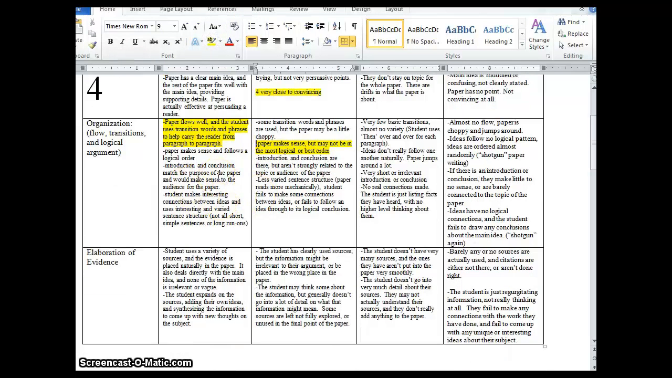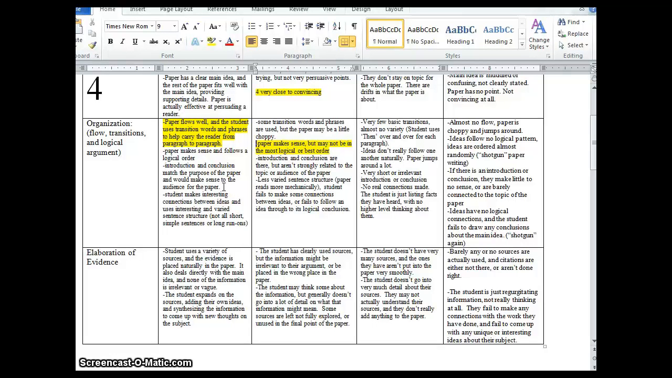Introduction and conclusion match the purpose of the paper and would make sense to the audience for the paper. So essentially, the intro and the conclusion sum up what's in the body of the paragraph. So the intro needs to kind of entice you. It needs to give you that clear background information. This is the category where you need to be the most difficult on them.